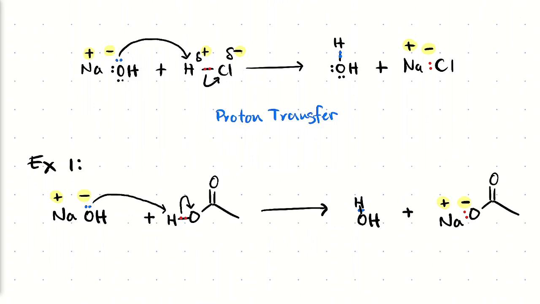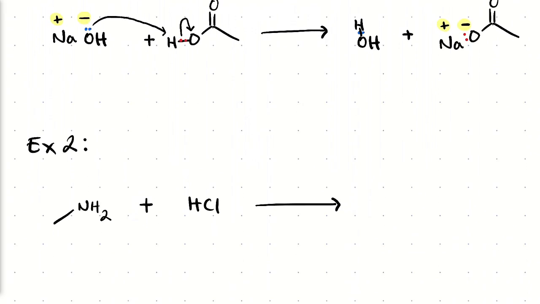So let's look at another example. So we have here methylamine and hydrochloric acid. Again, where are the electrons coming from? So the electrons here are going to come from the lone pair of the nitrogen. And where is my proton coming from? It's going to come from the hydrochloric acid.